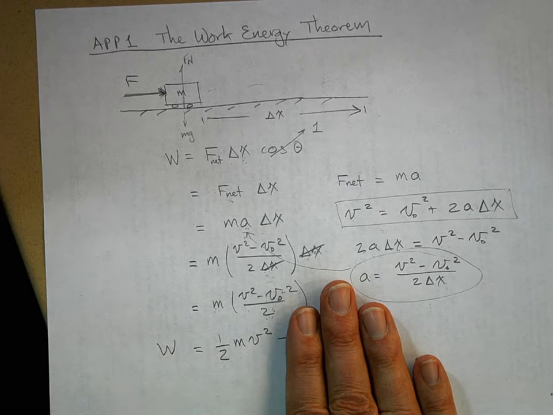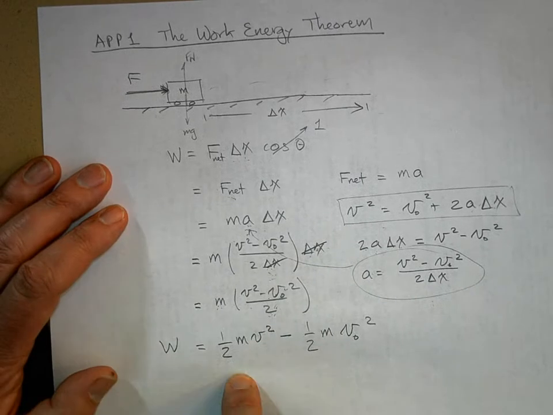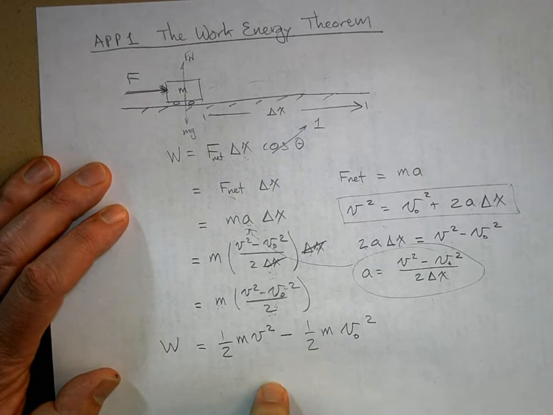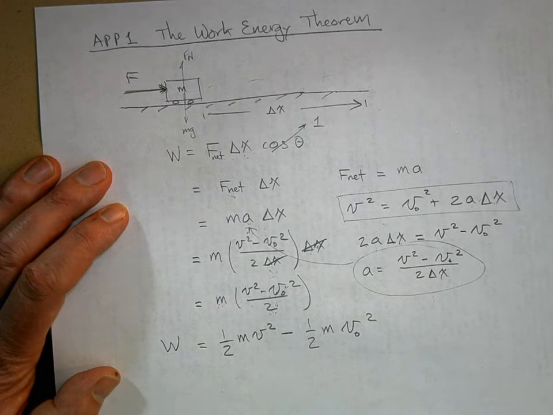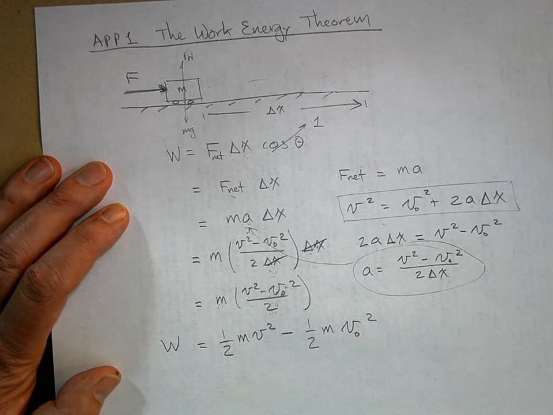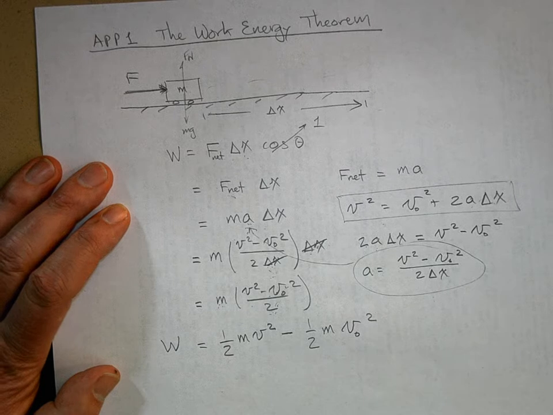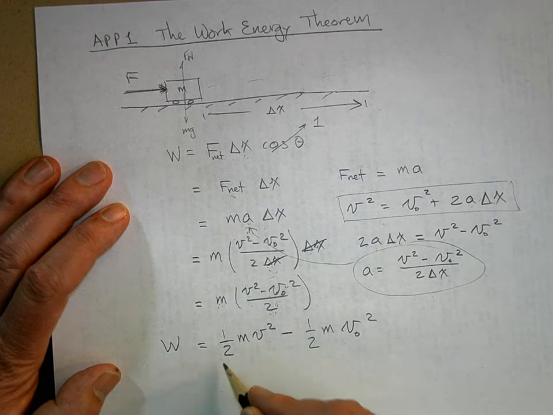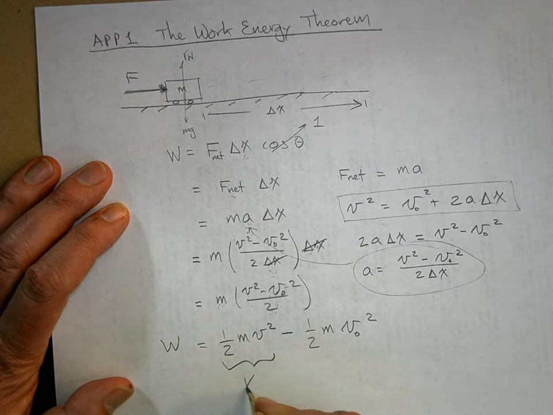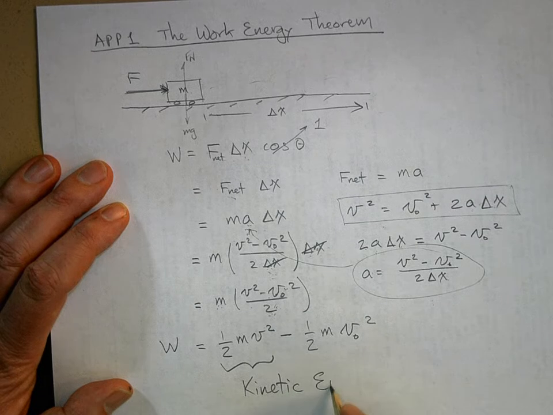When I did work, I transferred energy from my body into the moving object. This is how much energy was transferred into the moving object. And this is the energy that the object has because it has mass and because it's moving. It is the energy due to mass and motion. And we have a name for that kind of energy. It's called kinetic energy.